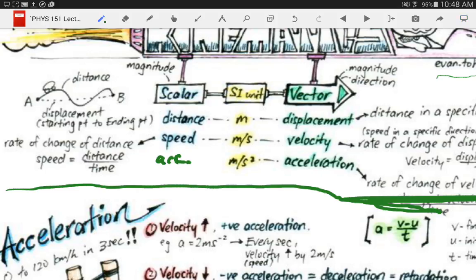The units, very important. Units for distance and displacement are both meters. Units for speed are meters per second. It's the distance per unit time.